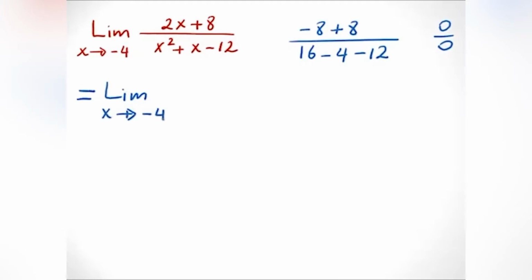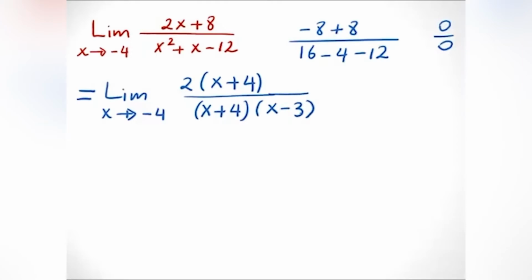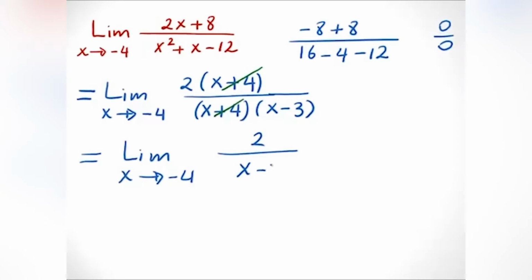So this is the limit as x goes to -4. I'll take 2 as a common factor here, and as you can see, x plus 4 is already there. And in the denominator, it is in fact x plus 4 times something. What is it? It is times x minus 3. This is very interesting now, because I can simplify the limit, and it just becomes the limit as x goes to -4 of 2 divided by x minus 3.